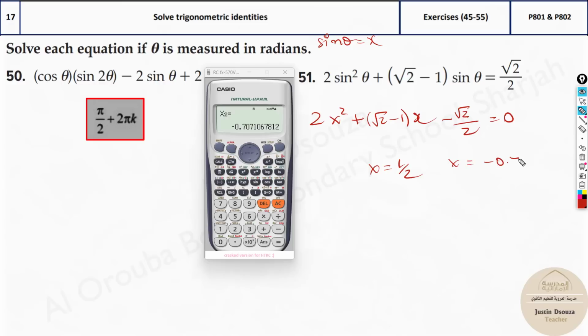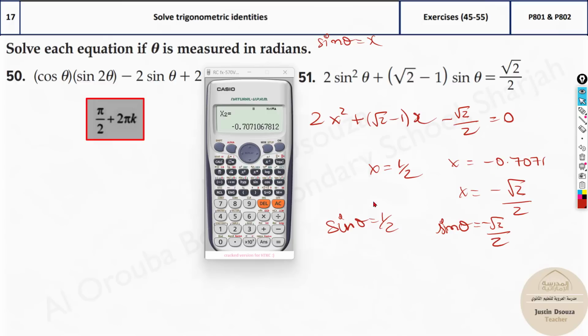X is negative 0.7071. I know this is negative root 2 by 2 itself. But now I will tell you how, even if you write this, you can get the correct answer itself. This is all sine theta, okay? So sine theta equals half, and here sine theta equals negative root 2 by 2.